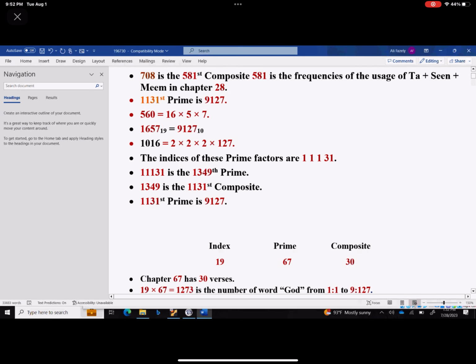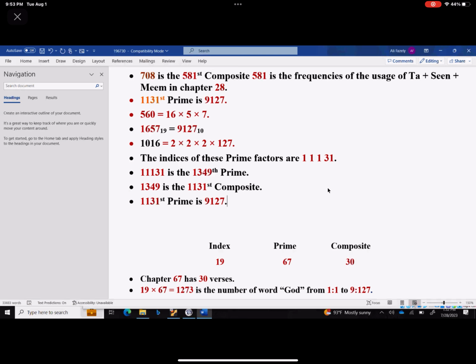But 1349 is the 1131st composite, and the 1131st prime is 9127. Can you imagine this? And look at the structure of these numbers, okay? There are 2 numbers here that we derived, 11131 and 1131. There is an extra 1 there, okay? In that number that we derived, there's an extra 1. But look at how it actually does it. It brings a smile to your face.